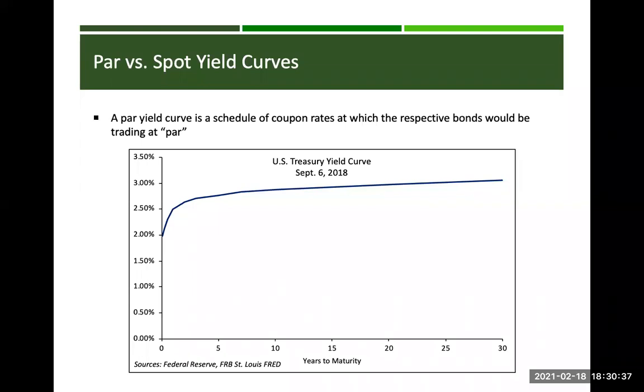These are par yield curves, which essentially is saying what coupon rates would these bonds need to be issued at for them to be trading at par right now. So that's a par yield curve. Essentially, what's the current on-the-run yield? That's what this is showing you.